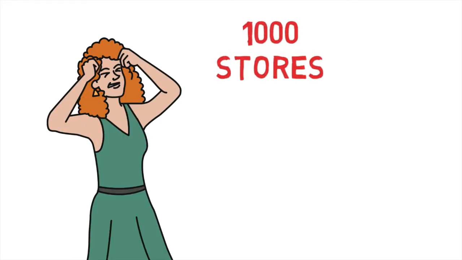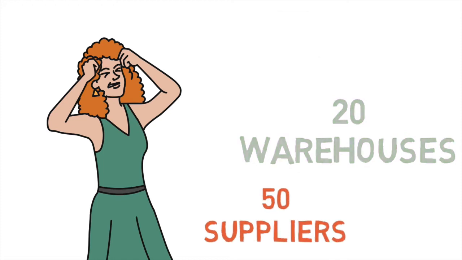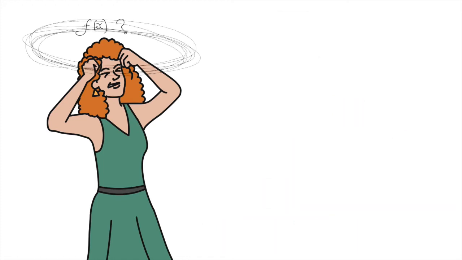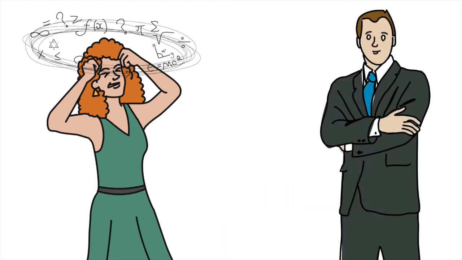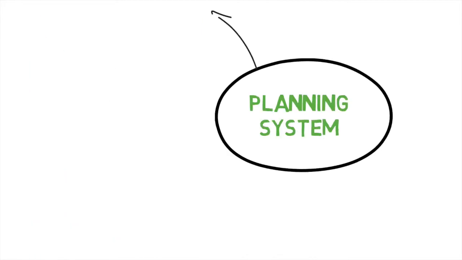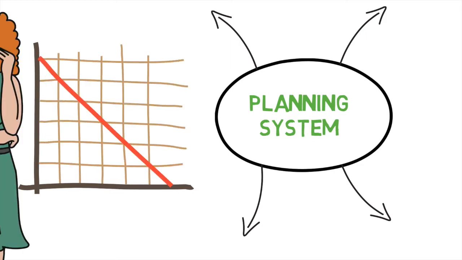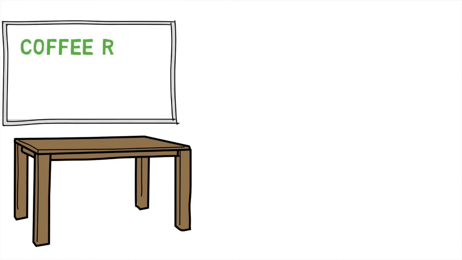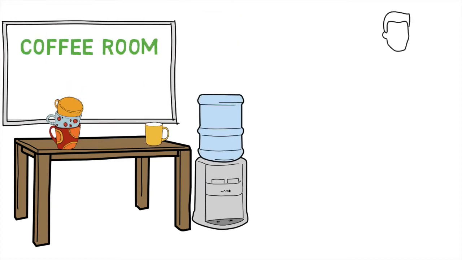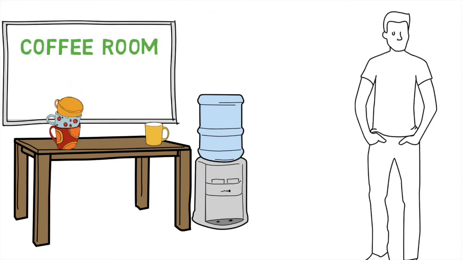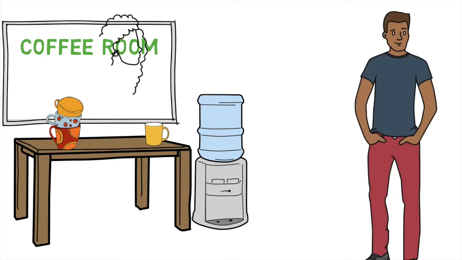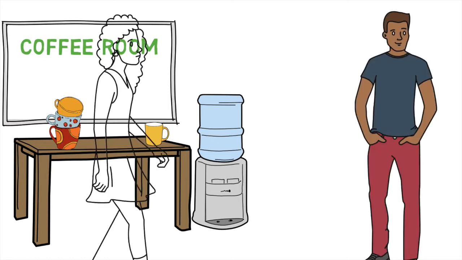With 1,000 stores, 20 warehouses, and 50 suppliers across the country, how can she possibly solve this problem before tomorrow's meeting with her boss? After several hours of trying different options in her planning system, and still seeing store inventory projections in the red, Sally is exhausted. She heads for the coffee room, where she encounters Dave, the new data scientist and IT geek who joined the team last week. She explains the whole disaster to him.